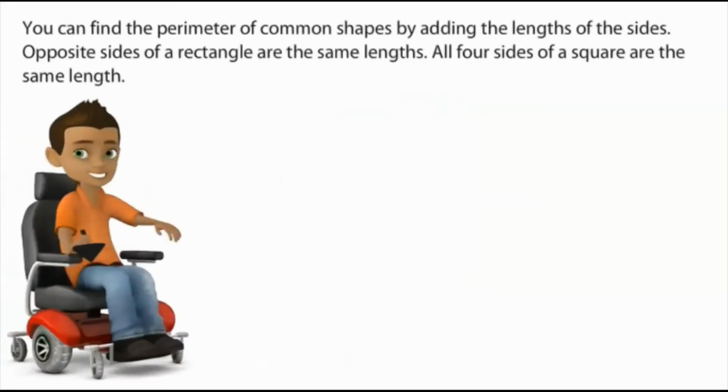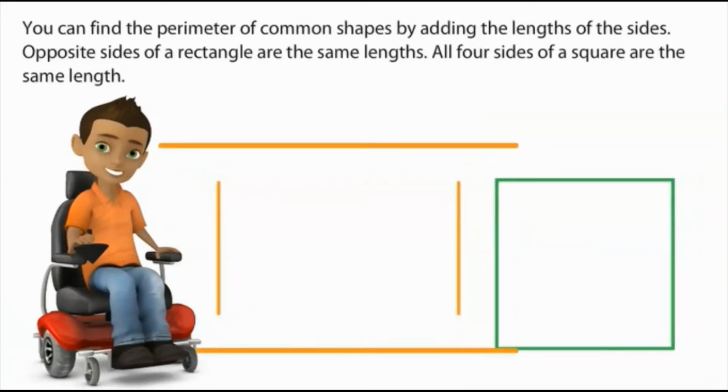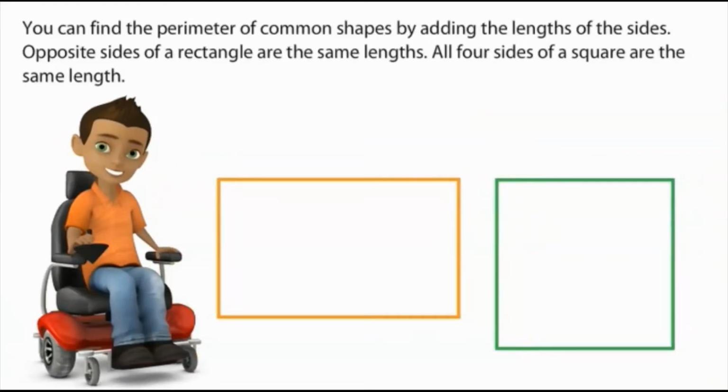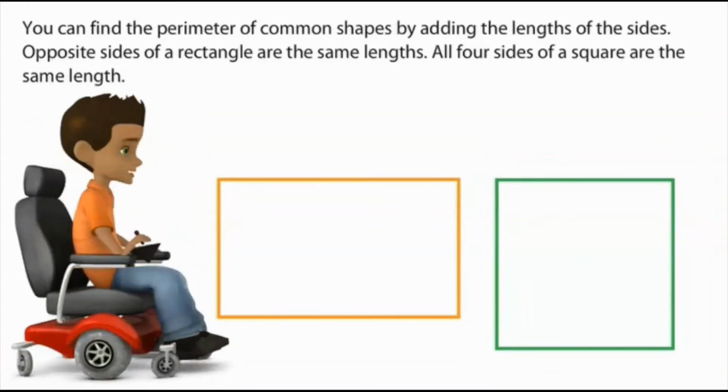You can find the perimeter of common shapes by adding the lengths of the sides. Opposite sides of a rectangle are the same lengths. All 4 sides of a square are the same length.